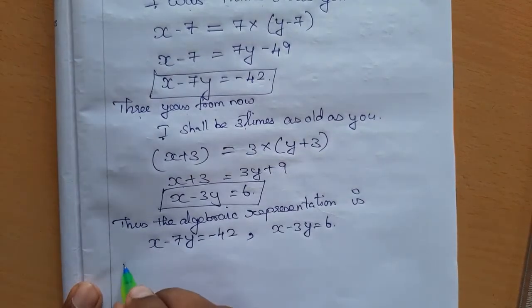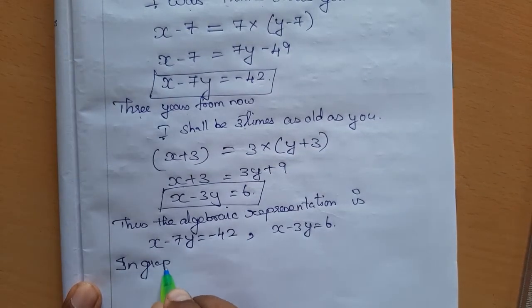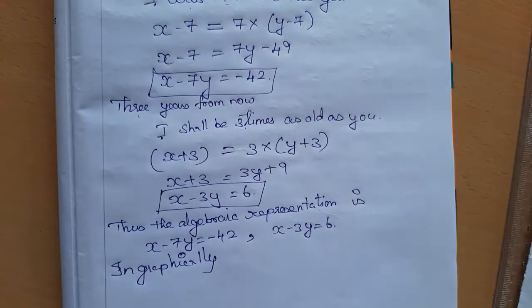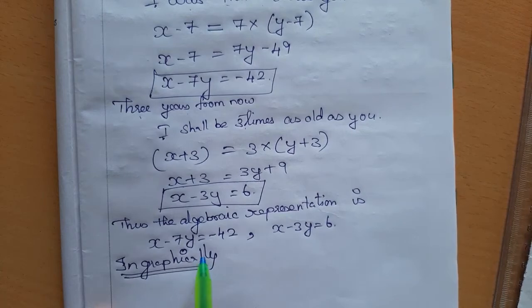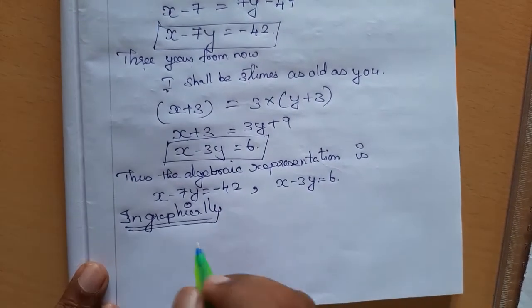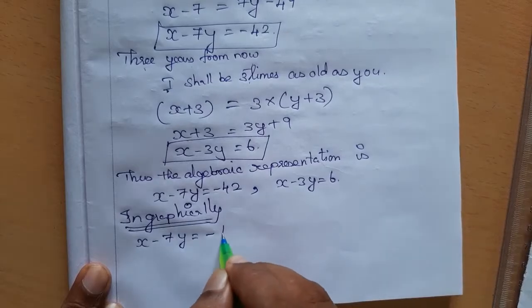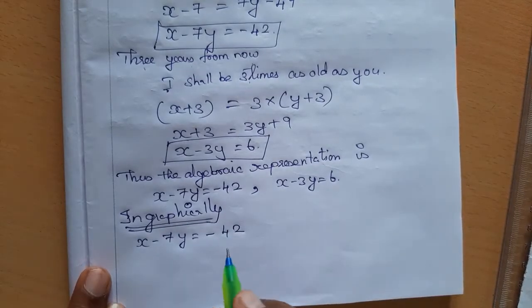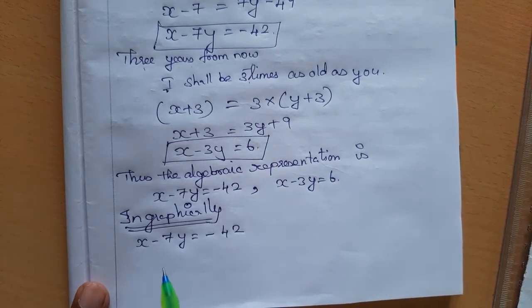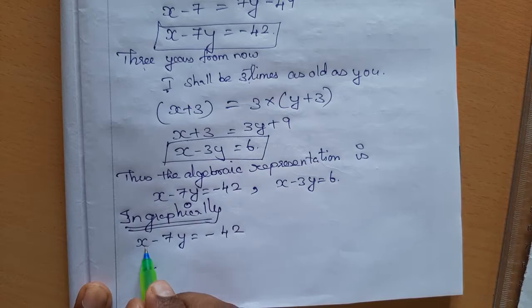So next, graphically. Next we are going to see about graphical. So in graphically, first you consider the first equation, x minus 7y is equal to minus 42. To draw the line we need 2 points, right? So first you substitute any value for x here and find a value for y.